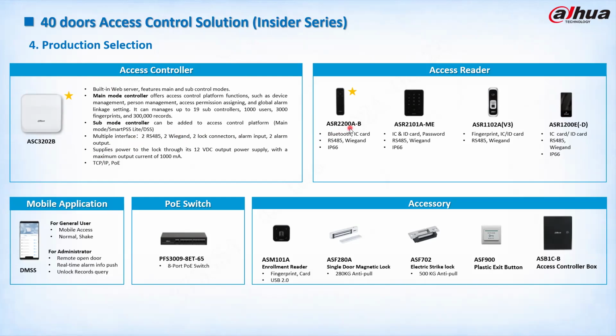Some of the access readers that you can use, for example, there's this ASR 2200 AB that supports Bluetooth and IC card, and has 2 communication protocols, RS 485 and the Wiegand protocol. So in this case, you can use either of these to connect your readers with this controller.